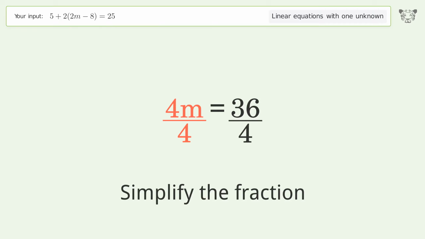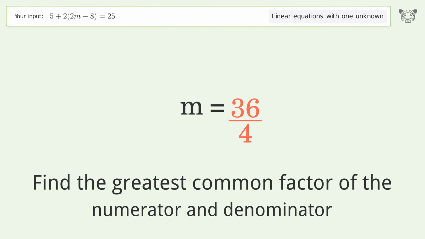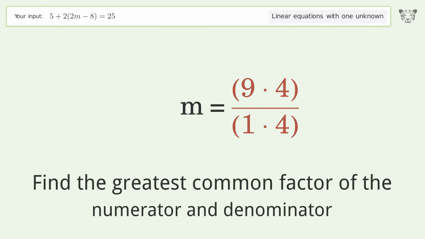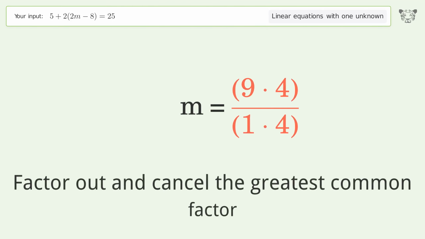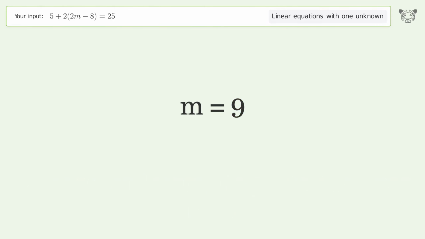Simplify the fraction. Find the greatest common factor of the numerator and denominator. Factor out and cancel the greatest common factor. And so the final result is m equals 9.